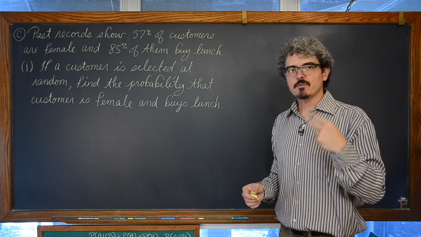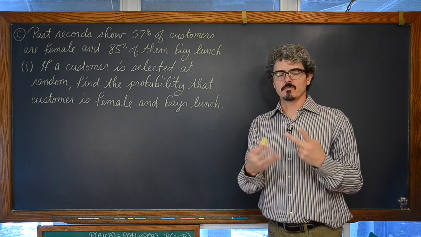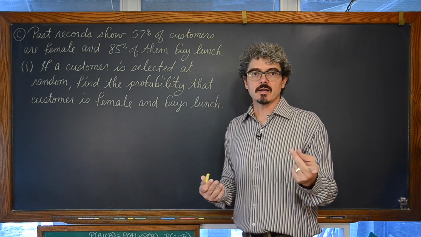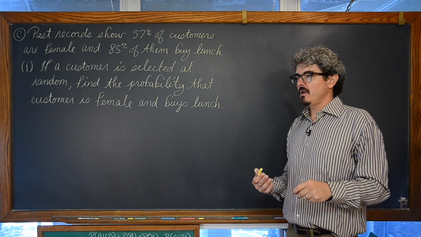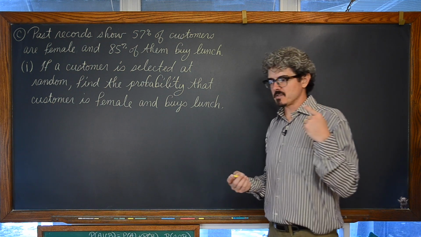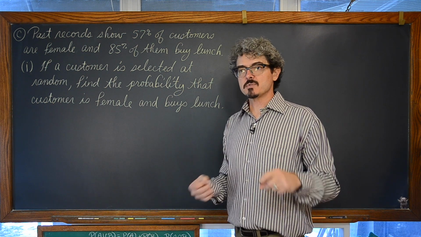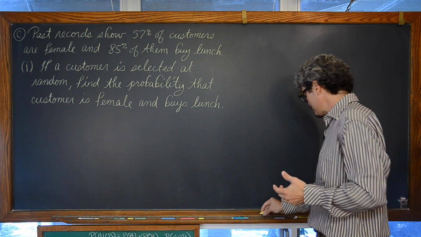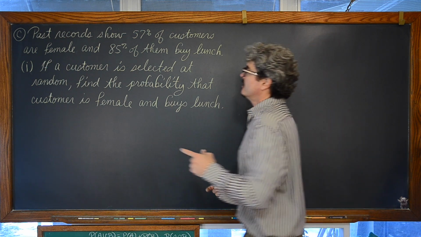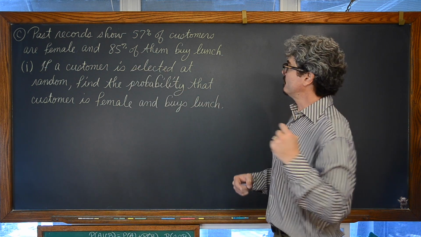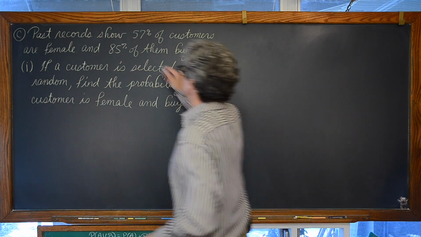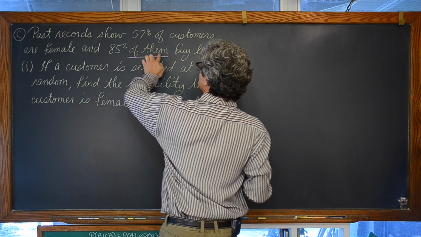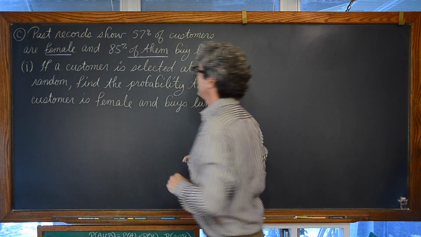Well, I told you that you have two graphical tools at your disposal to help you find probabilities: Venn diagrams and tree diagrams. Venn diagrams are basically for one trial with multiple choices or outcomes. Tree diagrams are for when you have a sequence of events. And it doesn't necessarily seem at first that there's a sequence here, but 85%, not 85% of the customers, but 85% of them. Well, who's them? Is it the males? No, it's the females. 85% of the females buy lunch.